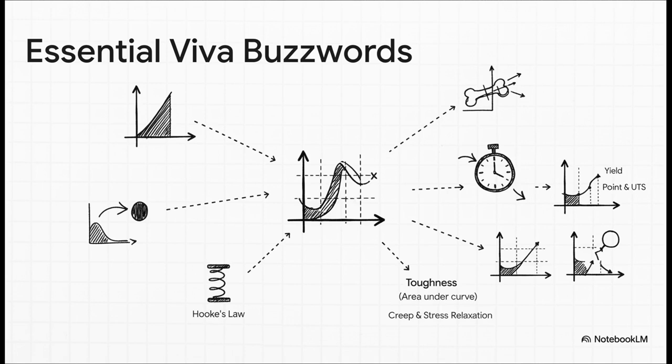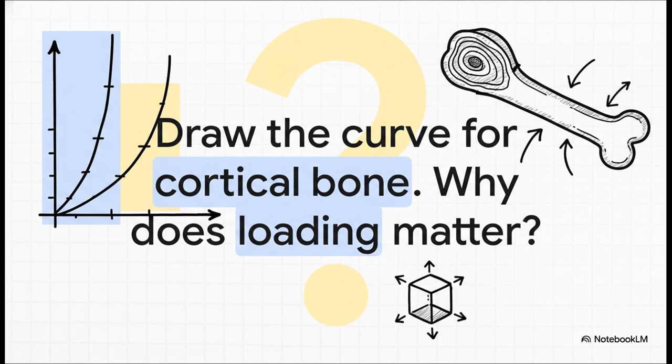You know, if you can even mention concepts like creep and stress relaxation, that just shows an even deeper level of knowledge. So we'll leave you with a final thought, a typical follow-up question you might get. How would this curve actually change for cortical bone if you loaded it under tension versus compression? Answering this forces you to bring together everything we've talked about, the shape of the curve itself, and that critical concept of anisotropy. Think about it.